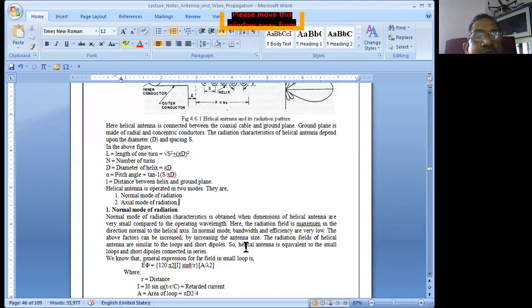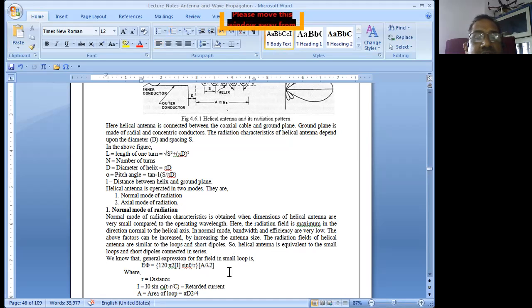So in the normal mode of radiation, when the dimensions of the helical antenna are very small compared to the operating wavelength, we call this the normal mode of the radiation characteristics of an antenna. The radiation fields of the helical antenna are similar to those of loop and short dipole antennas. So a helical antenna is equivalent to small loops and short dipole antennas connected in series.